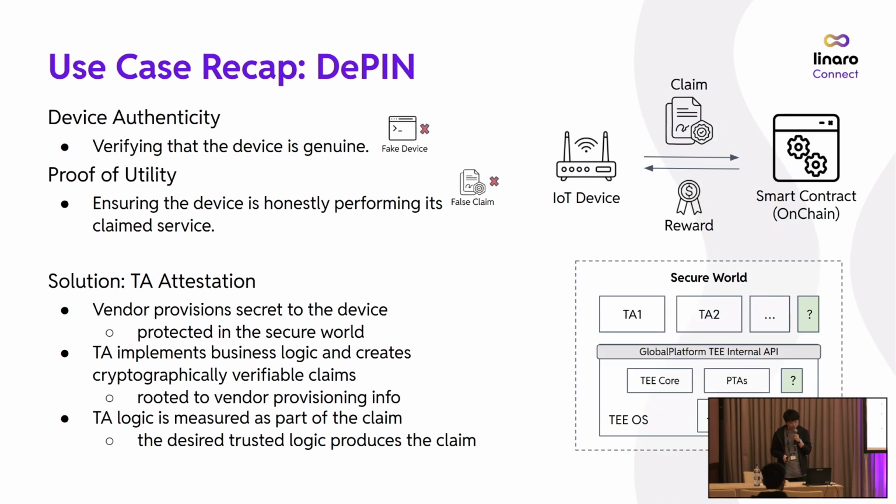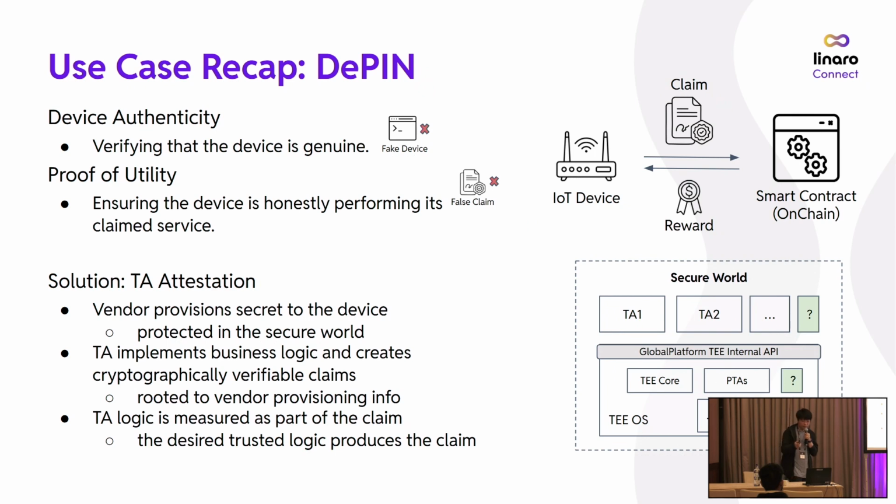But for the DePIN use case, let's recap. I think we need device authenticity and proof of utility, right? So obviously, TA attestation is the ideal solution to achieve these two security requirements. But here our trade-off is: how should we provide such a unified interface for our trusted application developers who use Rust, right?